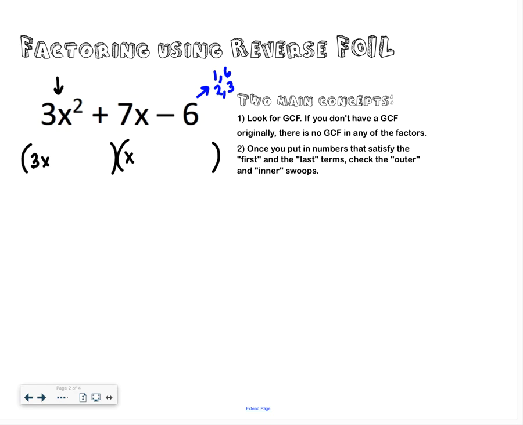But if you remember the thing I told you about the GCF, there was no GCF originally, so I can't put a 3 here, because there'd be a GCF, right, with a 3x and a 3. And likewise, I can't put a 6 here. And that's a very, very important thing for students to learn, because if you know the GCF concept, you're going to be able to eliminate most of your possibilities, which makes this much faster.